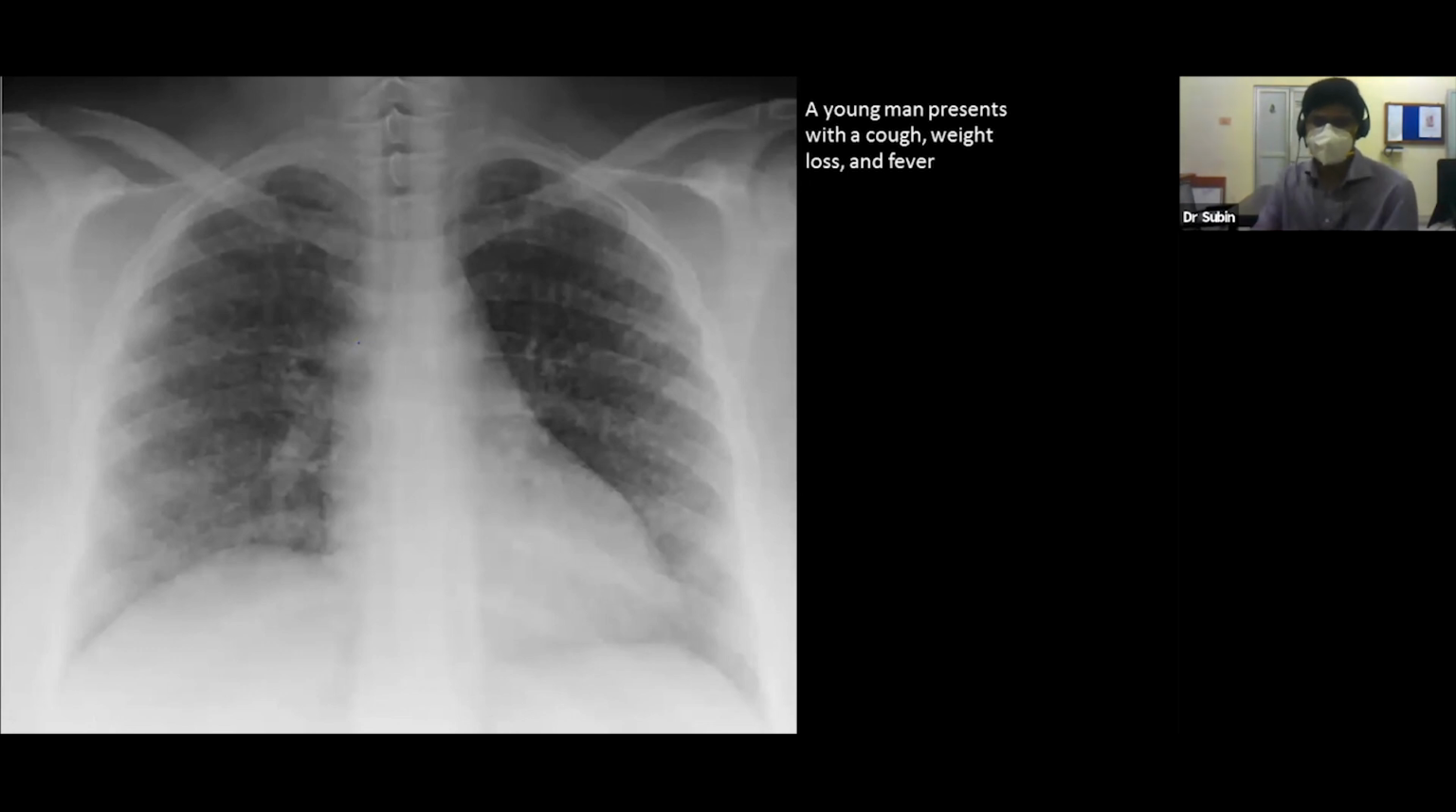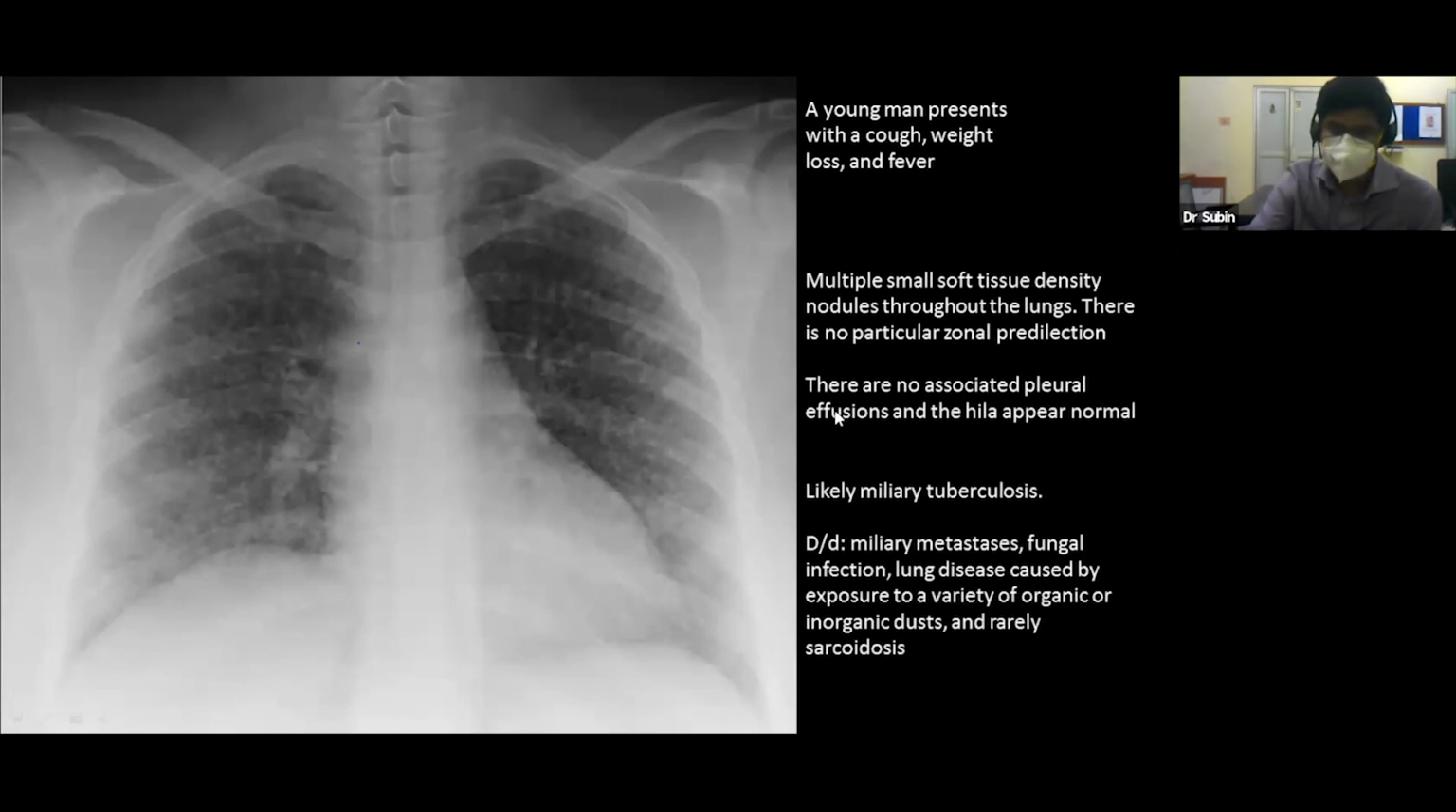All right, one more. This is a young man who presented with cough, weight loss, and fever. This is something you might encounter in an OPD. What do you think is the abnormality, and where is it? Nobody should miss this. This is a miliary appearance. Does miliary appearance mean just TB? No, it doesn't.